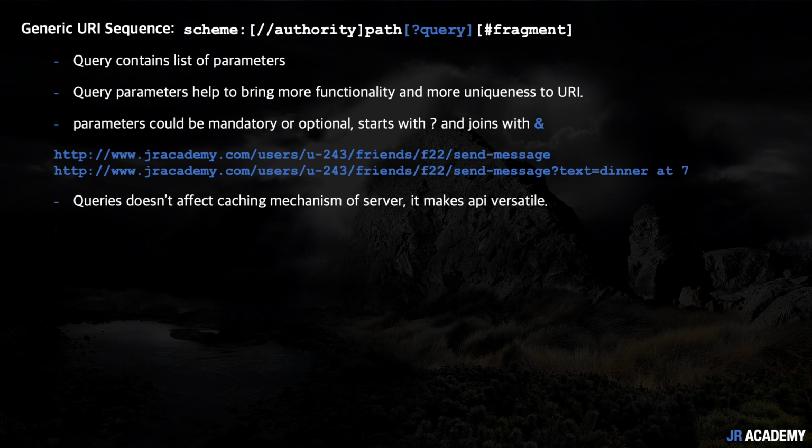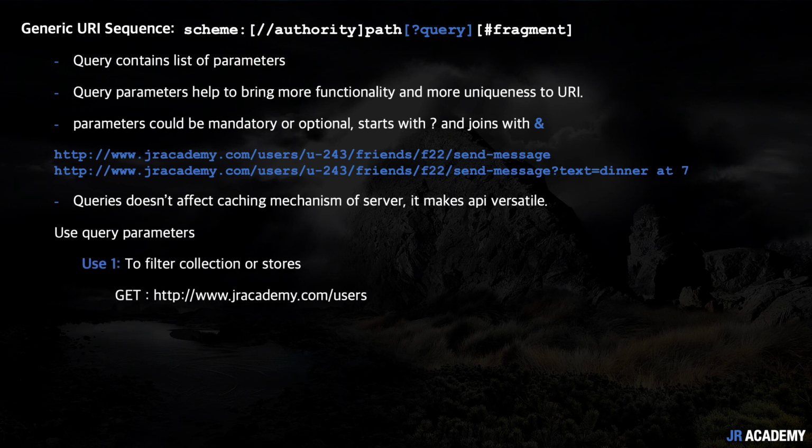And we can use this query parameter for various purposes, such as to filter the collection or store. So take our old example of getting a list of users. This API will give us a list of all users. But let's say we want users with first name John only. Then we can add a query something like this. In this case, our query is helping our API to filter the collection and give us the response.